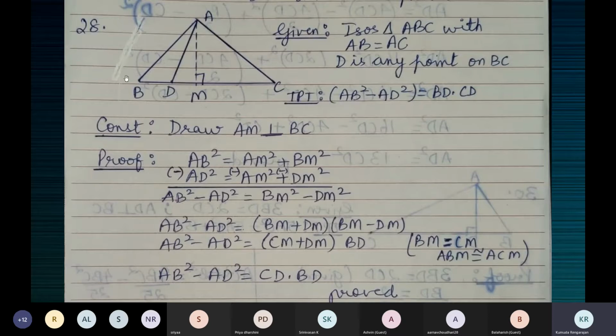But how is BM equal to CM? Again, by the congruency of the triangles ABM and ACM. We proved earlier, like in the case of the equilateral triangle, the same thing here. By the RHS rule, the triangles ABM and ACM will be congruent to each other. Right angle, hypotenuse, because AB is equal to AC, and AM is a common side. So BM is equal to CM, by CPCTC.